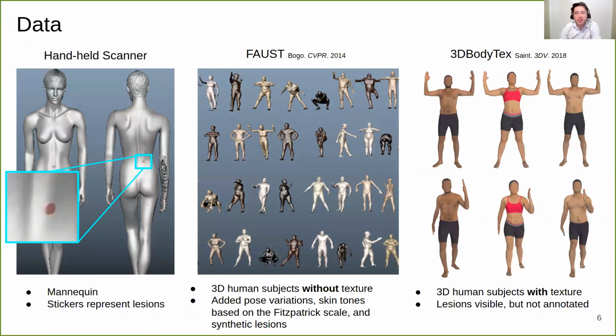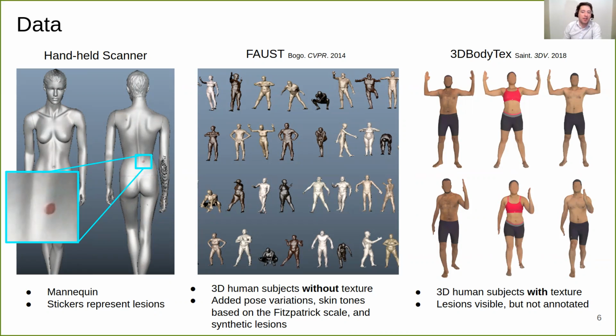So one of the big challenges with this approach is getting data that we can develop our method on, as well as testing our method here. So we've looked at three different sources of data. The first was a handheld scanner where we imaged a mannequin where we had stickers on the mannequin that represent lesions. The second one was a dataset called FOST, which has 3D human subjects but without any texture information.